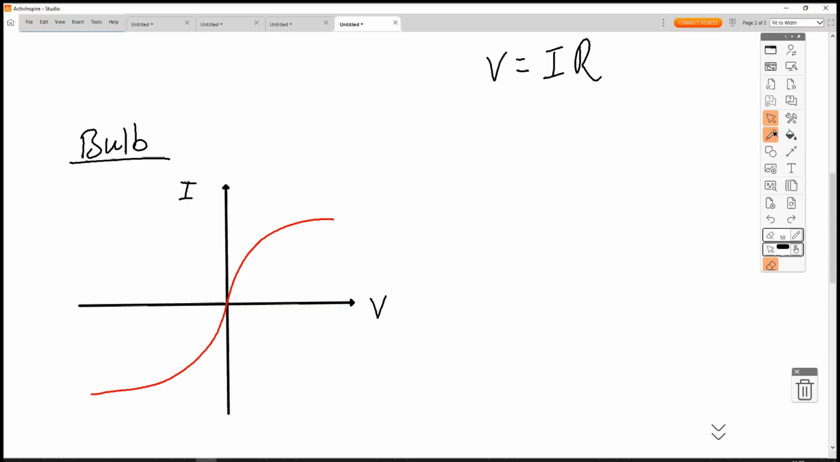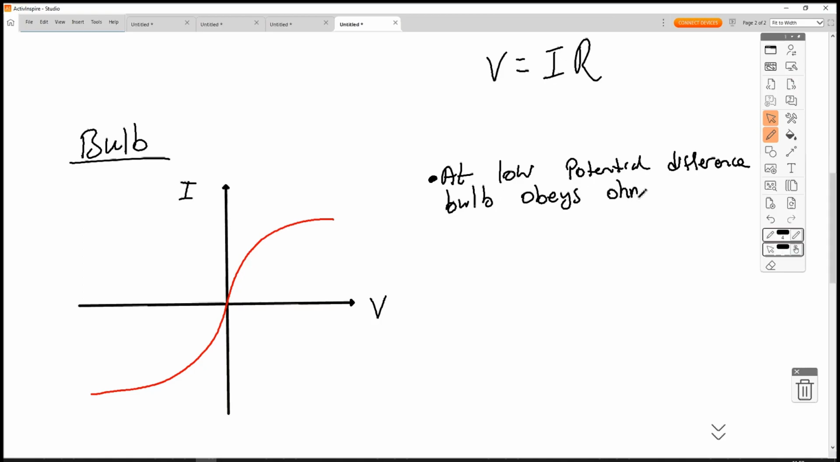So let's write that down as bullet points. At low potential difference, the bulb obeys Ohm's law. And I'll put in brackets, not yet glowing, because something that glows means that it's very hot.